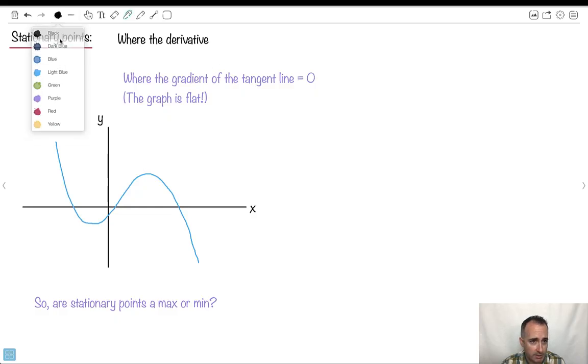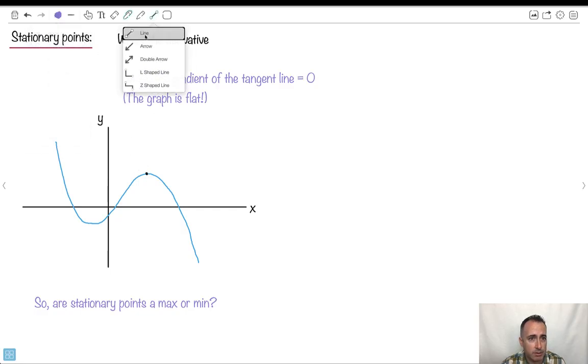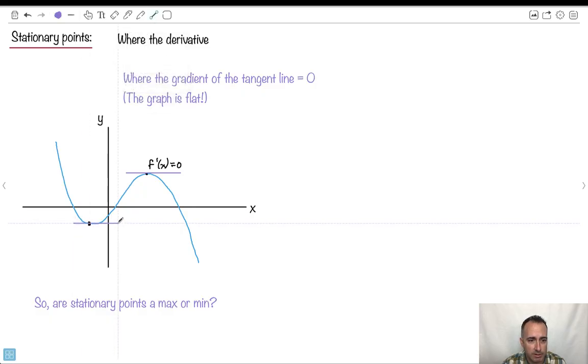So let's look at maybe this point right here. Now let me just draw a tangent line, something like this. This here would be the tangent line there. In other words, at this point right here, we know that the derivative f prime of x equals 0. It's flat here. The gradient of the tangent line is 0 here. And can you see there's another place where it is? It's right here as well. That's another place where the derivative equals 0, because the gradient of the tangent line is 0. So that means there's another place here where f prime of x equals 0.